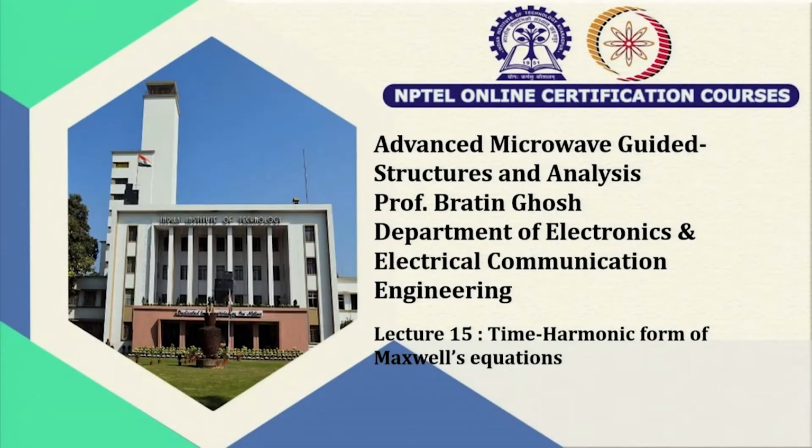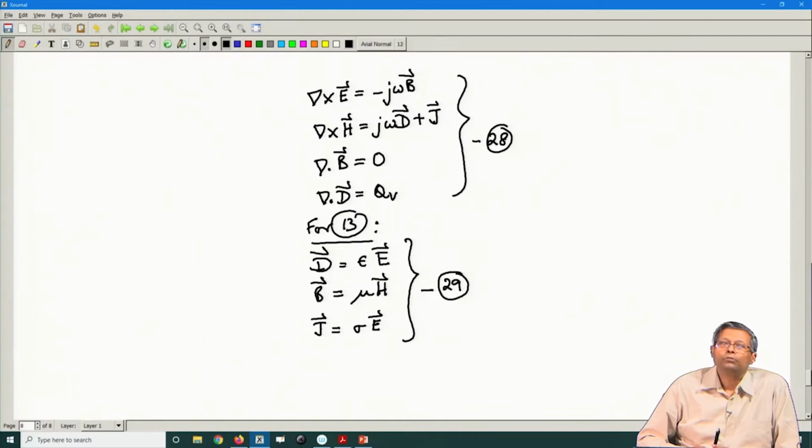So, let us start from where we left last time. After the constitutive relationships we go to the generalized current concept. We wrote that in the instantaneous domain. So, let us write the generalized current in the time harmonic domain. It is a simple matter.